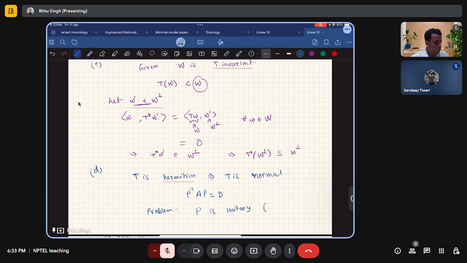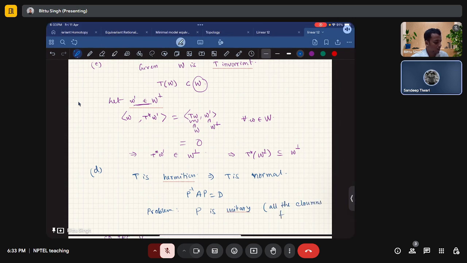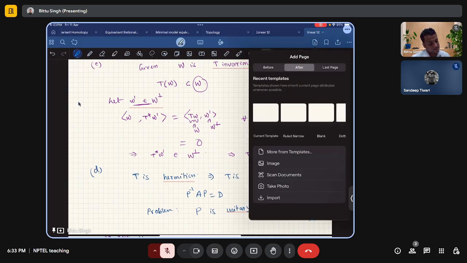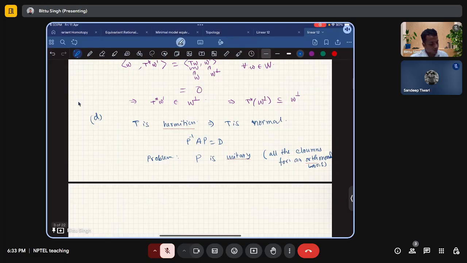But the problem is P may not be real. That is the issue actually. So though P is unitary, P may not be real.